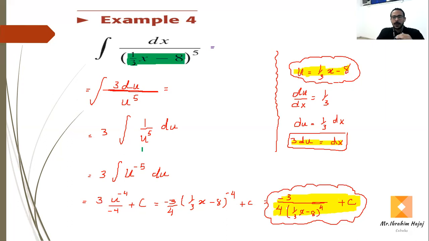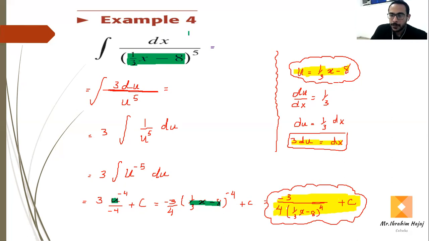Of course, 1 over u to the power of 5 can be written as u to the power of negative 5. We can flip and change the exponent sign. Okay, that's it. And then do your usual steps: add 1 to the exponent and divide by the new exponent. It's u power negative 4 over negative 4. Replace the u again by its value, which is 1 over 3x minus 8, and it goes back down in the denominator because it's a negative exponent. Okay, thank you, Khalid.